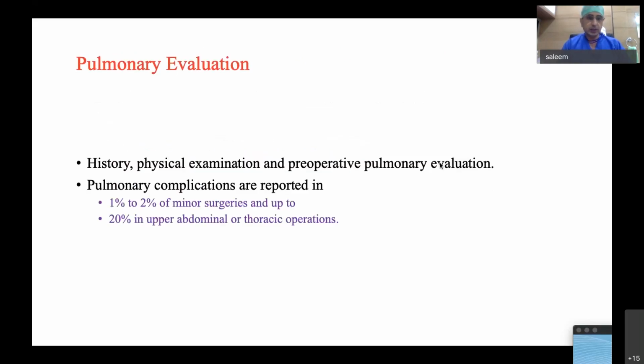Coming to the pulmonary evaluation, history, physical examination, and preoperative pulmonary evaluation should be done. Pulmonary complications are reported in 1 to 2% of minor surgeries and up to 20% in upper abdominal and thoracic surgeries.